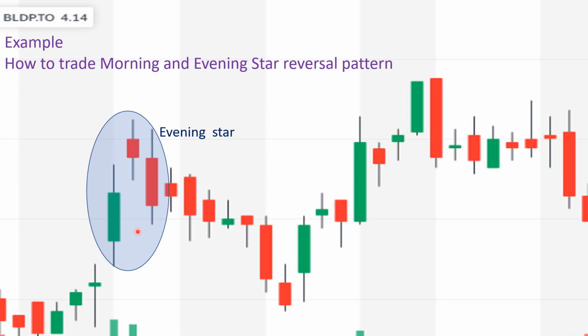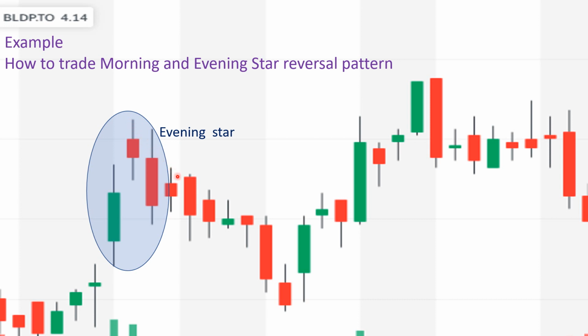So traders can go short or exit the trade as soon as the price drops below the close price of this bearish candle, and put their stop loss maybe 1 or 2 ATR above the high of the pattern.